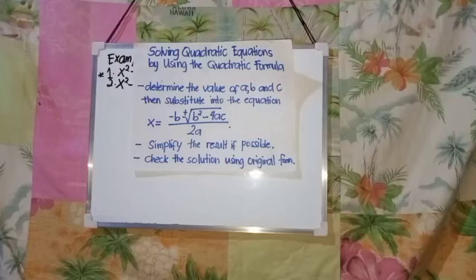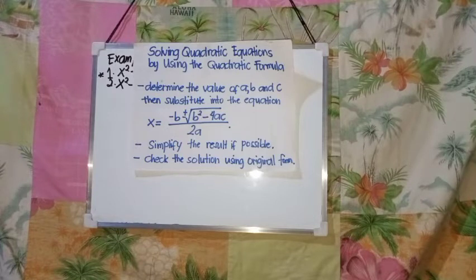So for today, our topic is all about solving quadratic equations by using the quadratic formula. Our quadratic formula is x is equal to negative b, positive negative square root of b squared minus 4ac, all over 2a.